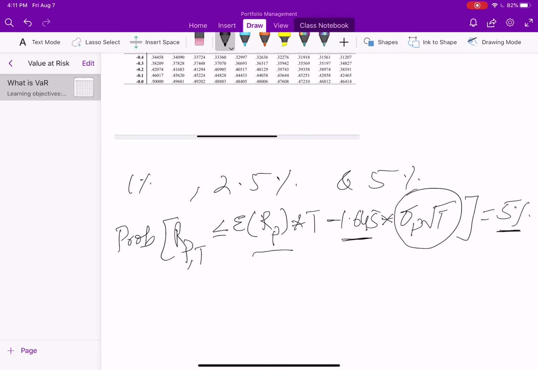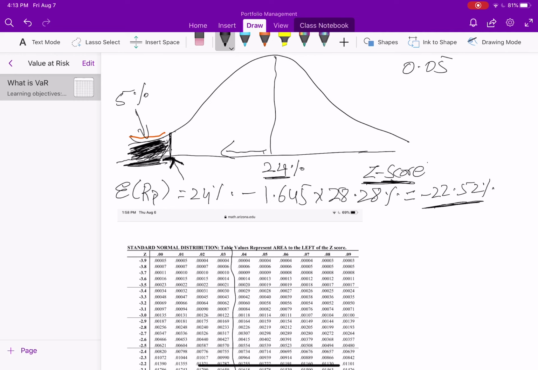If this 5% changes, obviously the z-score will change accordingly. For 1%, for example, it should be minus 2.326 rather than minus 1.645. Likewise, for 2.5%, it should be minus 1.96 rather than minus 1.645. This concludes my lecture on value at risk.